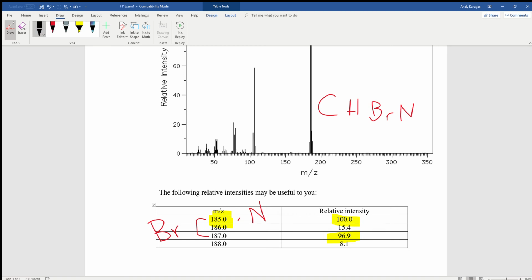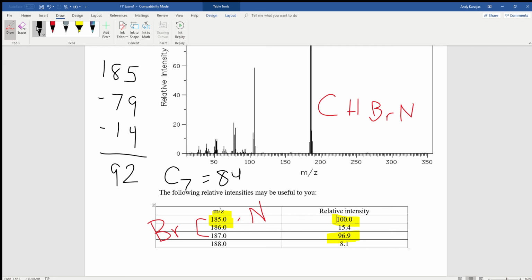Now, it's always useful to keep track of where we are with the mass. So 185. Now if we subtract out 79 for the bromine, and another 14 for the nitrogen, we're left with a total currently of 92. At this point, we know the molecule will have to have less than 8 carbons, because 8 carbons would give us a mass of 96. So 7 carbons gives us a mass of 84, whereas 6 carbons gives us a mass of 72.